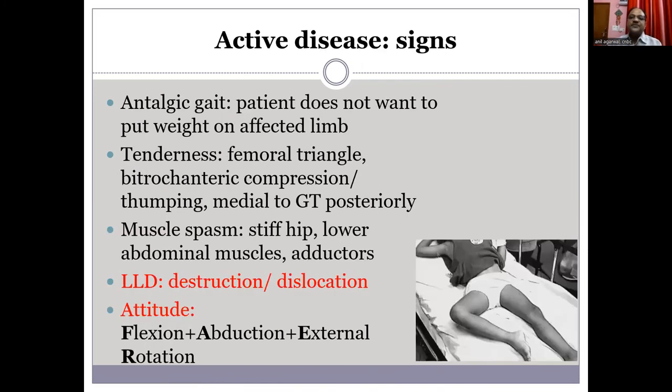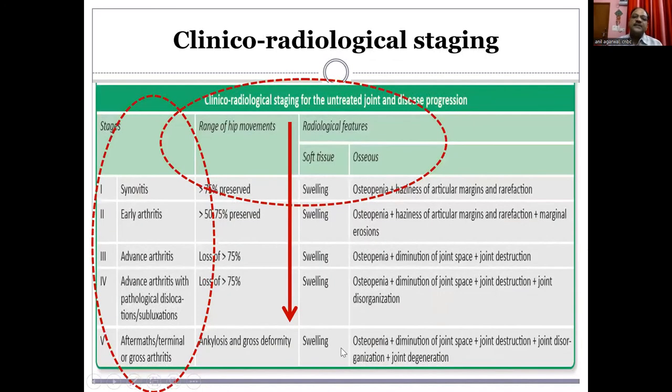The most typical signs which we find in an active disease are antalgic gait, tenderness in the femoral region, severe muscle spasm, limb length discrepancy may be present, and the typical posture of FABER: flexion, abduction, external rotation. In fact, there is a whole classification based on this which has synovitis, early arthritis, advanced arthritis, and the later complications start developing. As you notice in the right column, there is progressive decrease in the range of motion and radiological deterioration.